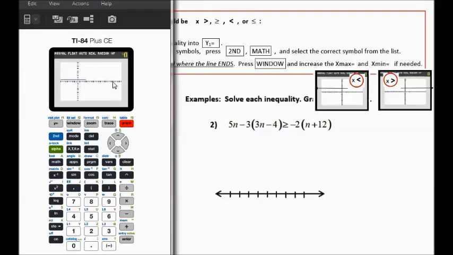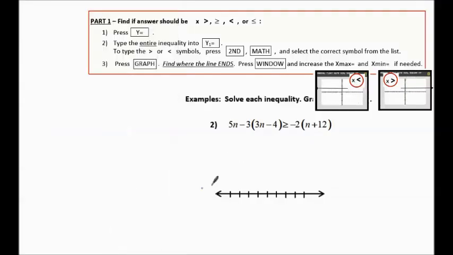Notice that it stretched it out to the right. And so now it's far enough to the right that I can see that break. So the graph shows pointing to the left because to the right there's no more graph. So it goes to the left. So that would be x is less than. That matches this here. So we know now that our inequality solution is going to start with x is less than. Now we need to figure out the number that goes here.